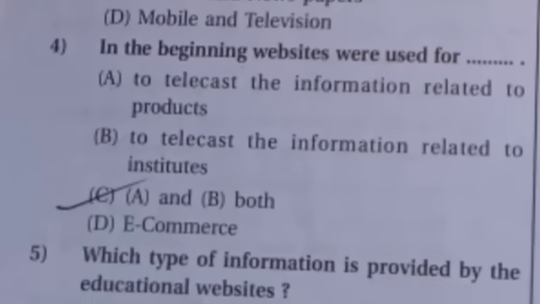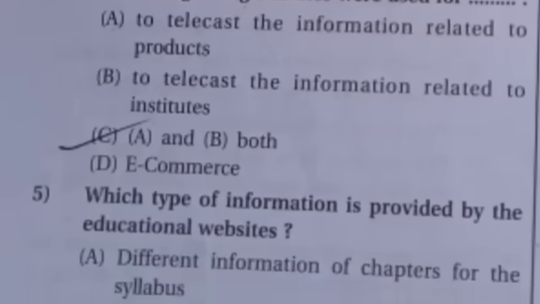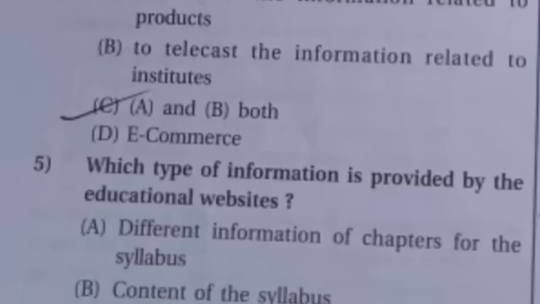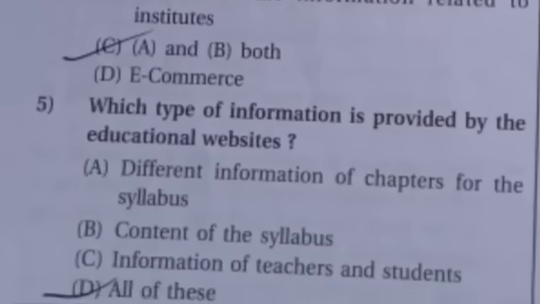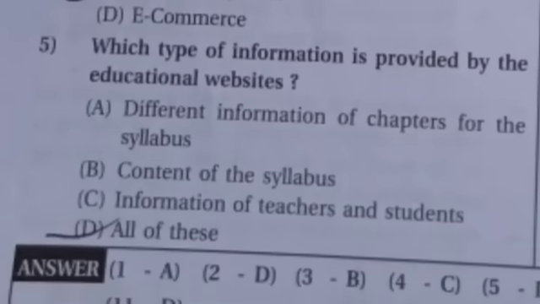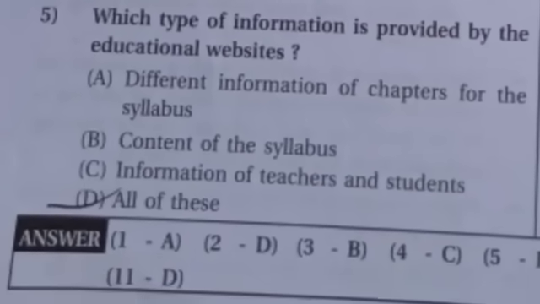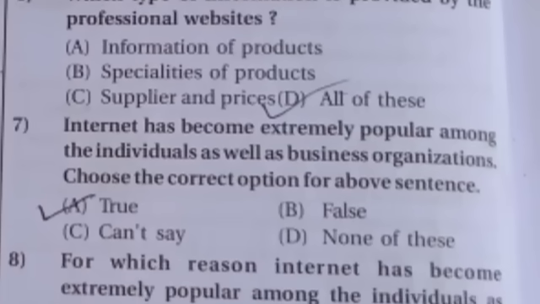In the beginning websites were used for dash. So answer is C. A and B both. Which type of information is provided by the educational website? So its answer is D. All of these. Which type of information is provided by the professional website?